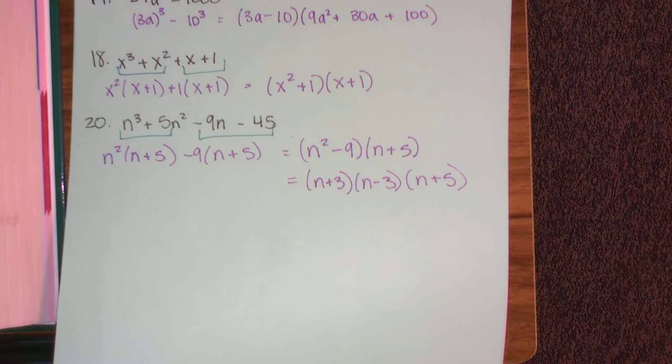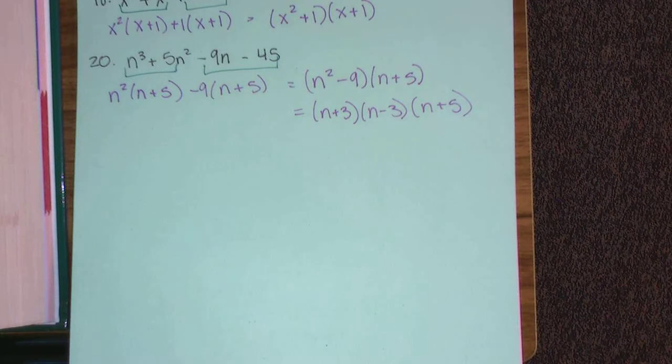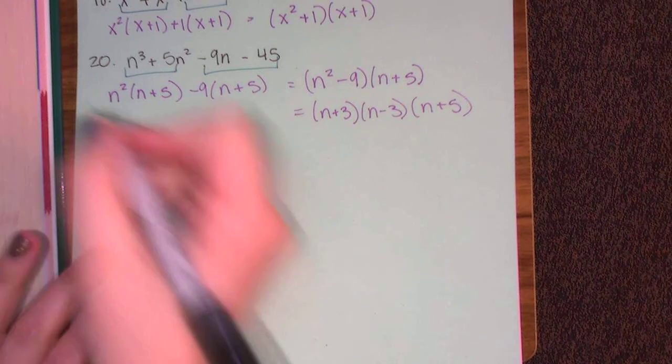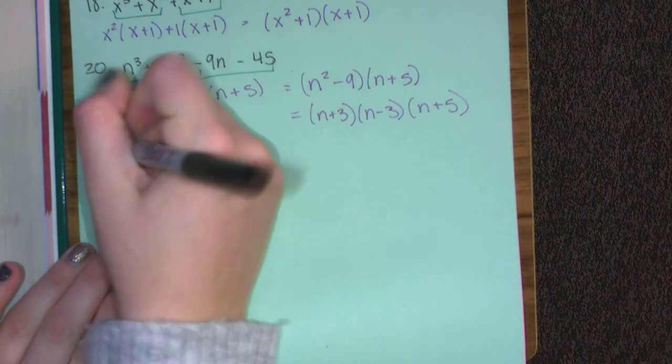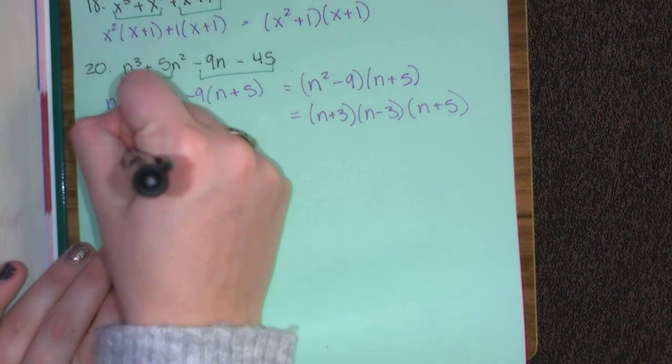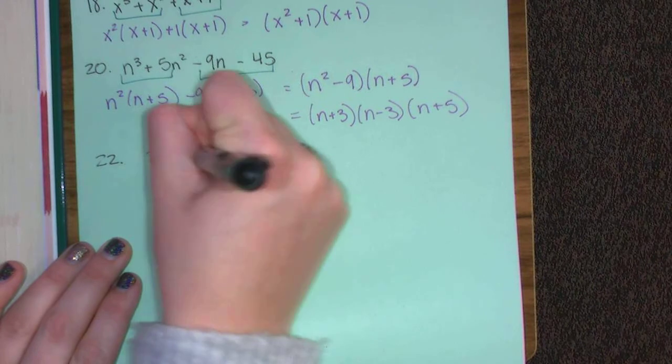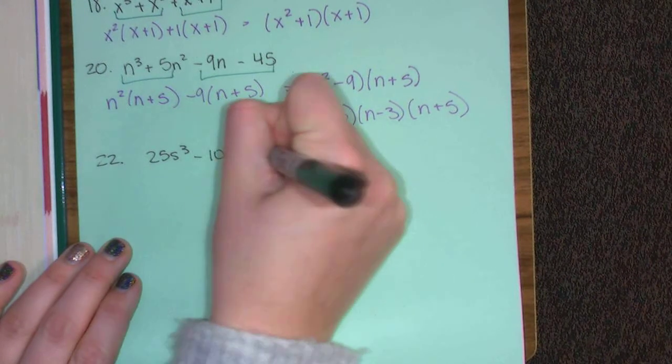Alright, are y'all ready to try one on your own? Well, just to try one of these, and then I'll give you some problems to start on. Alright, 22. 25s cubed minus 100s squared minus s plus 4.